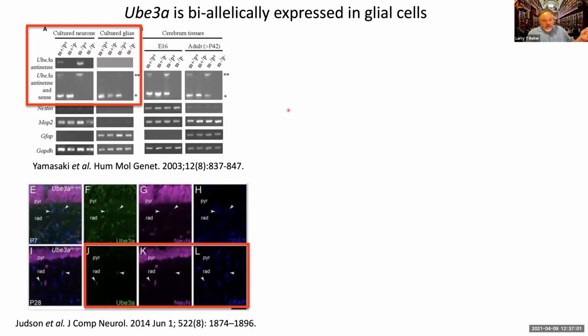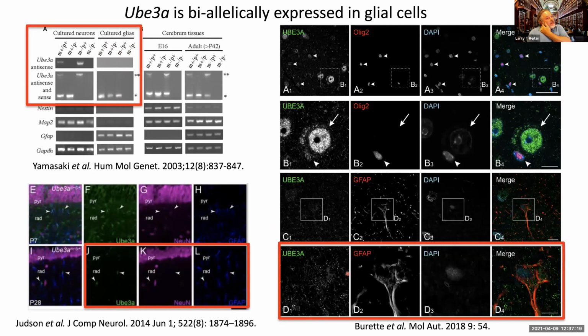But also, there are actual experiments that showed that there's expression of the UBE3A protein in cells that are GFAP positive in the brains of these animals. So that was also further evidence that we should be looking at glia. And then a paper came out using human brain tissue that showed that indeed UBE3A is expressed in GFAP positive cells in the brain.